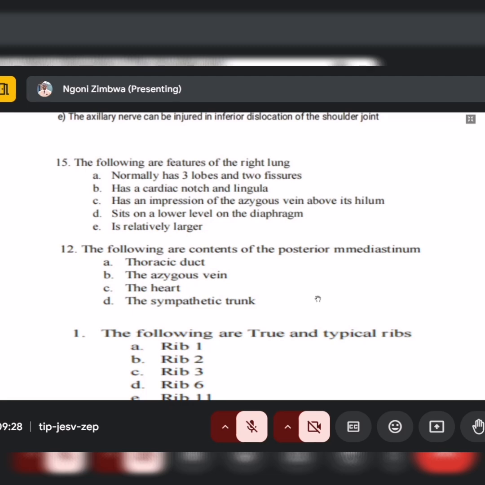Just a quick mnemonic to get the structures of the posterior mediastinum. We use the mnemonic DATES, D-A-T-E-S. D, the descending aorta. A, the azygous vein. T, the thoracic duct. E, the esophagus. S, the sympathetic trunk. DATES. You get it? So DATES, posterior mediastinum, you are done.